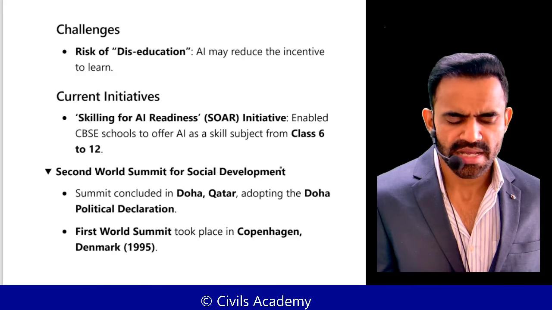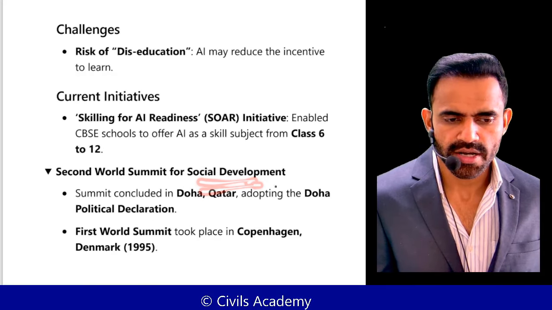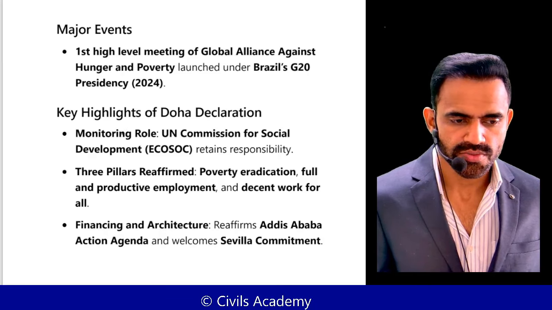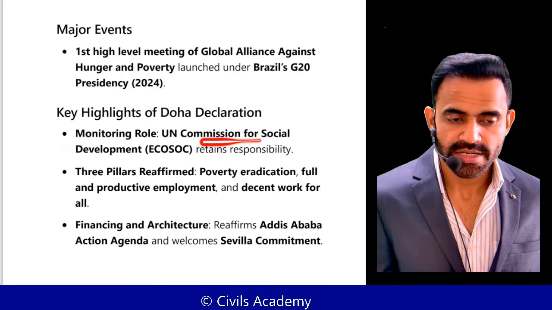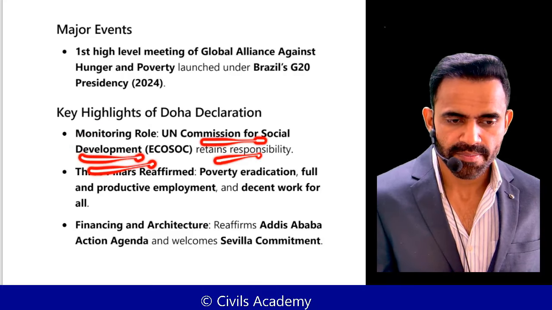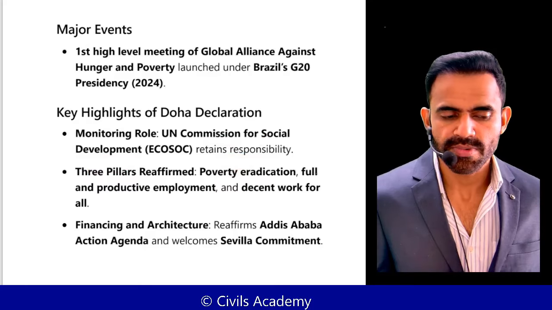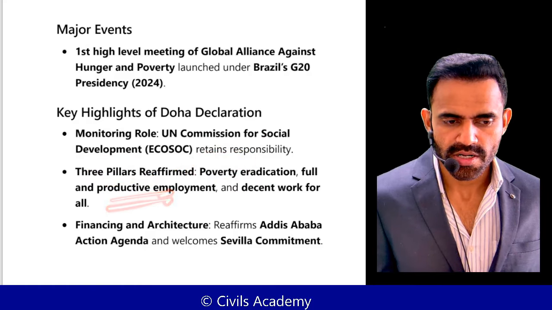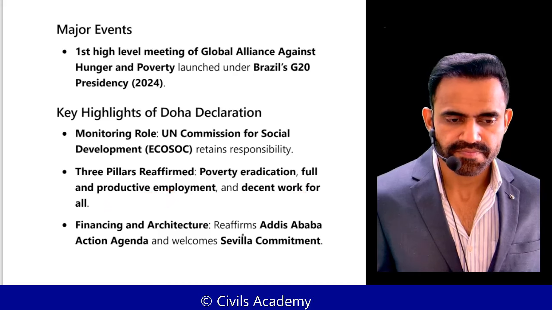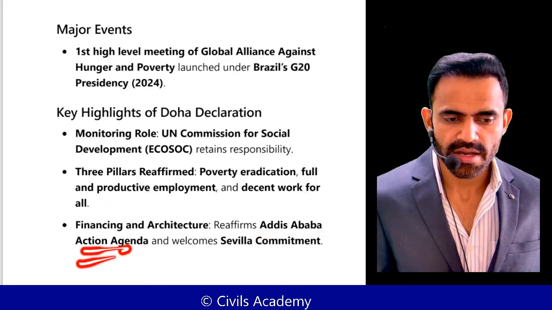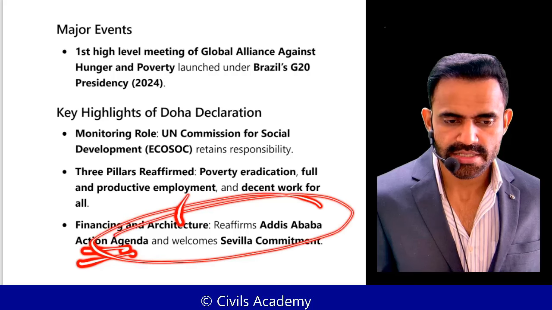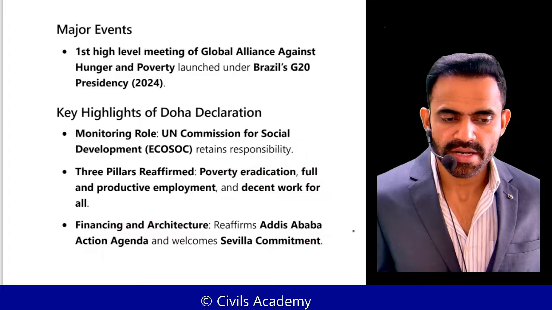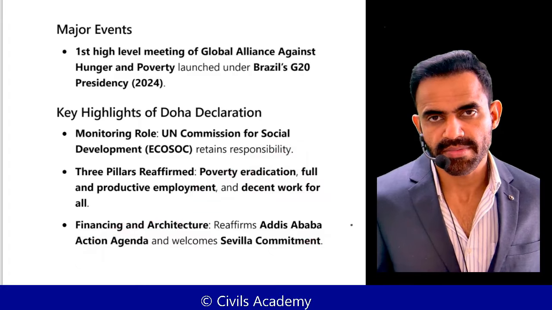As the name suggests, it is related to social development. So, it is going to focus on social issues. Who is going to implement it? The UN Commission for Social Development is going to be responsible for implementation. There are three pillars: poverty, productive employment, and peace. It reaffirms the Addis Ababa Action Agenda. The Addis Ababa Action Agenda is for financing for sustainable development goals. Similarly, there is a similar commitment for sustainable development.